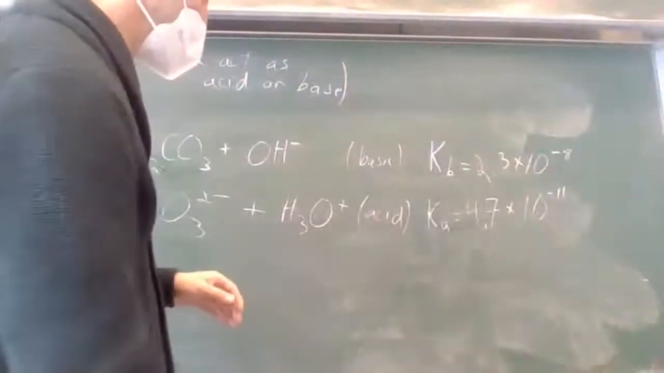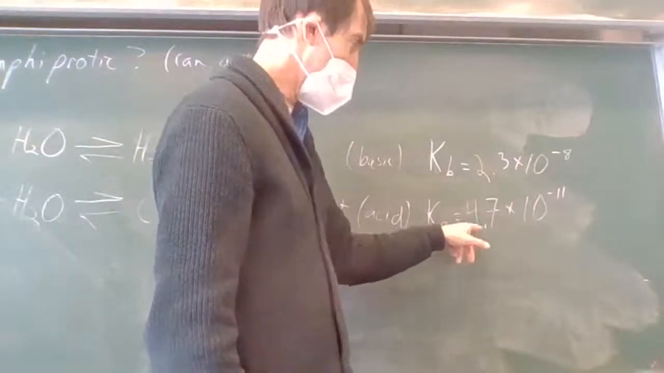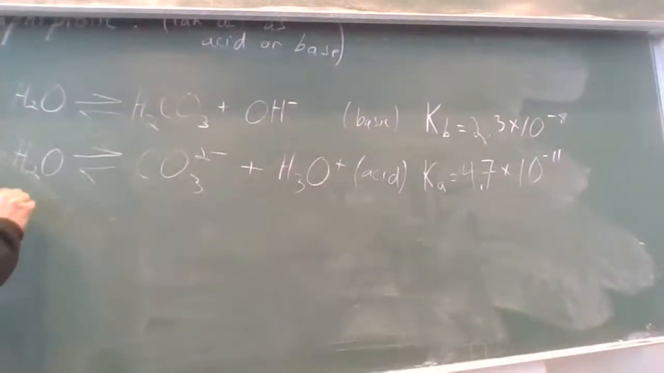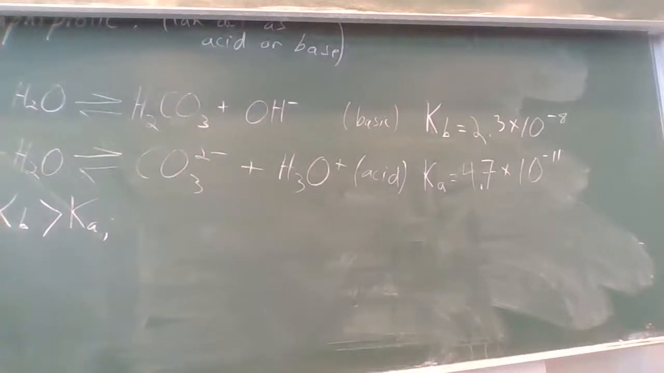Okay, so, and for you guys too, the Kb is 2.3 times 10 negative 8. The Ka is 4.7 times 10 to the negative 11. Okay, quite simply, which number is bigger? Alicia? The Kb. So the Kb is greater than the Ka, so the Kb wins. And therefore, it's going to be a basic solution. What do you think, Penelope? Basic solution.